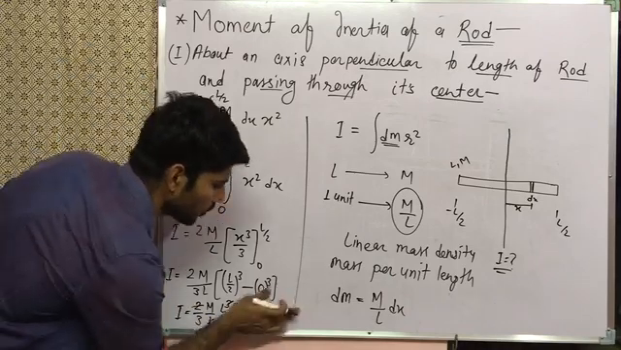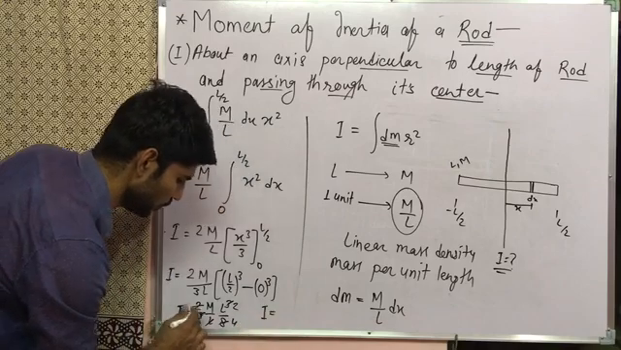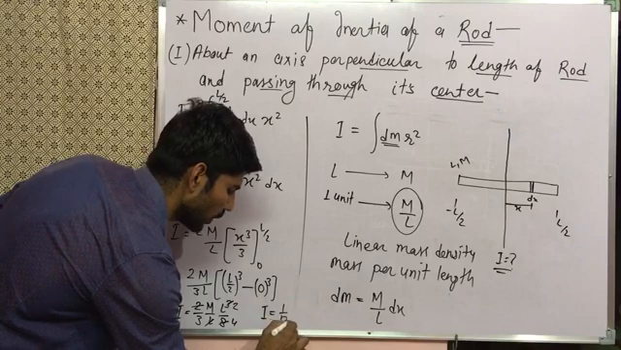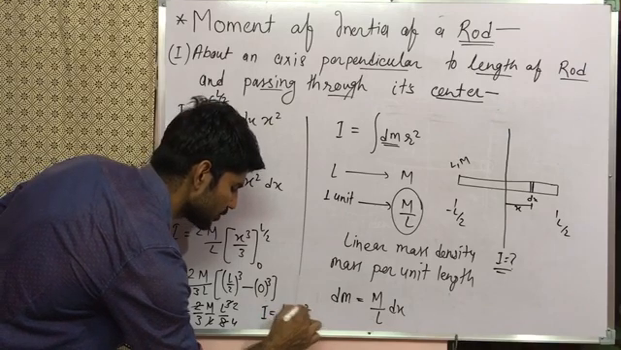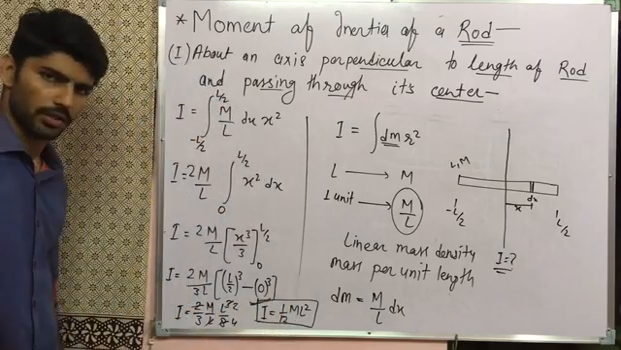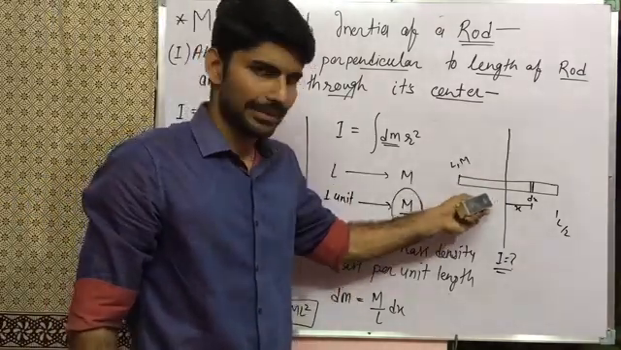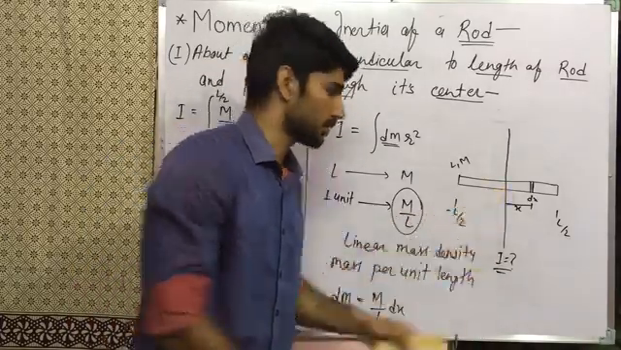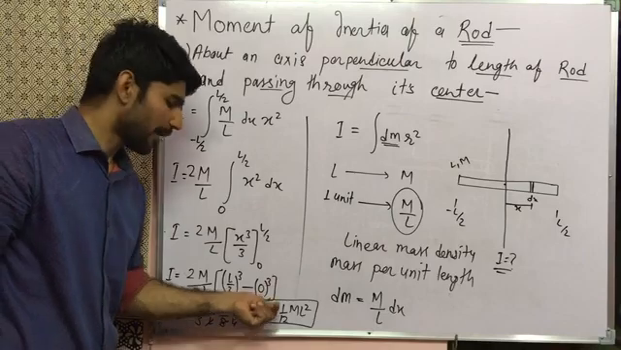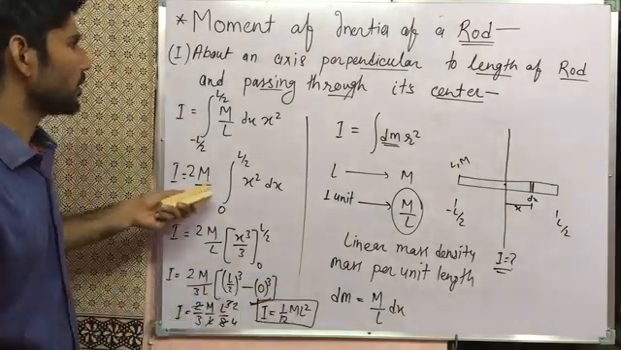So output or moment of inertia about this axis will be I equals to 1 by 12 m L square. So this is the moment of inertia of the rod about an axis perpendicular to its length and passing through the center, which is I equals to 1 by 12th part of m L square. So this is the first case.